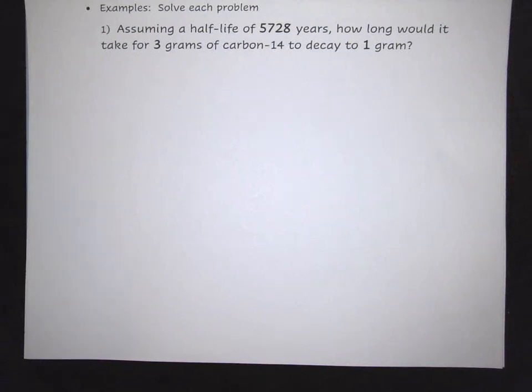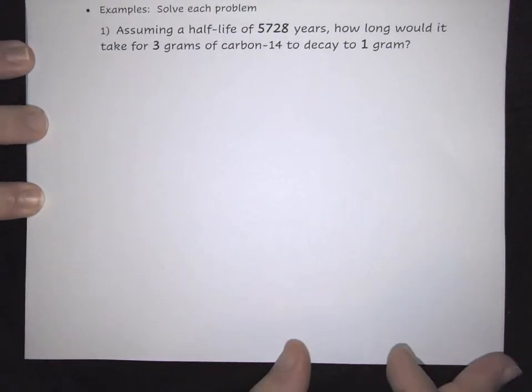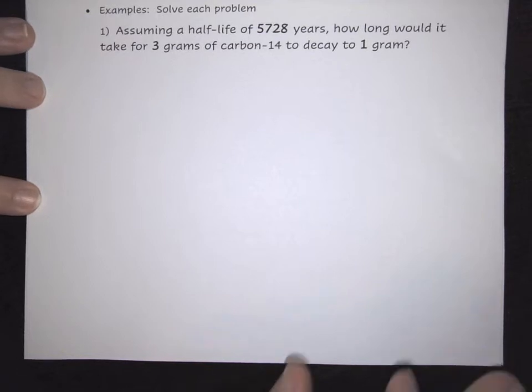In this video we are going to look at some application problems and how to apply different forms of exponential functions to those problems in order to solve. So this first one, we're going to assume that we have a half-life of 5,728 years. And we want to know how long it would take for 3 grams of carbon-14 to decay down to 1 gram. So the first thing we have to do is kind of write down a few things that we know.